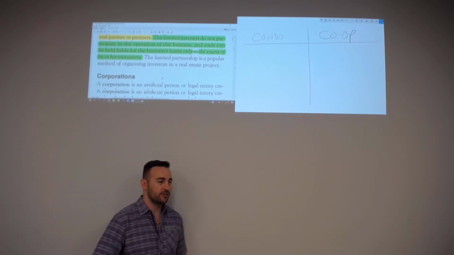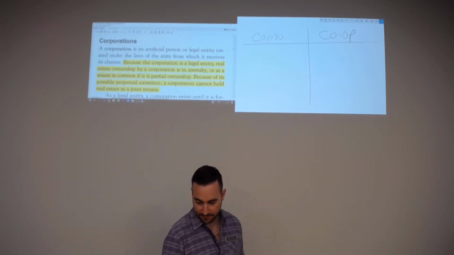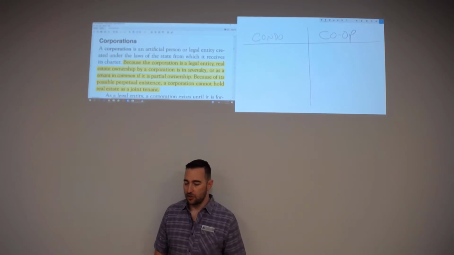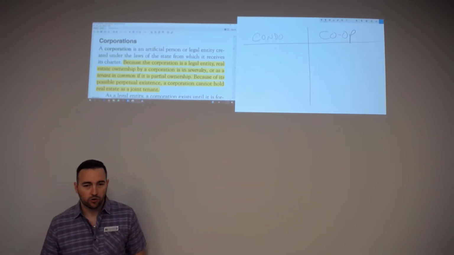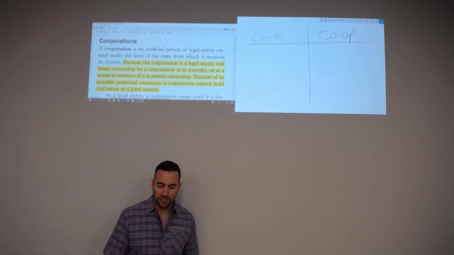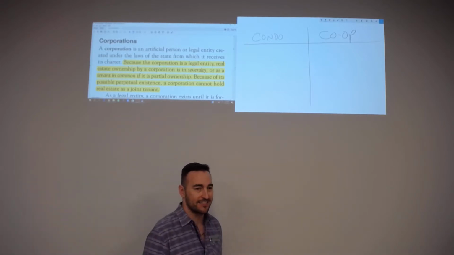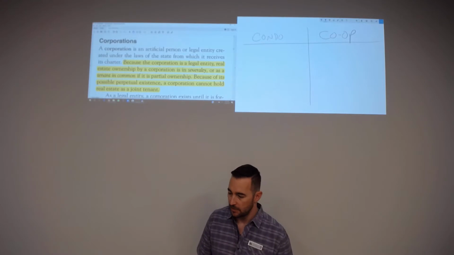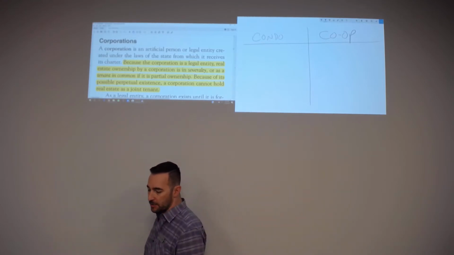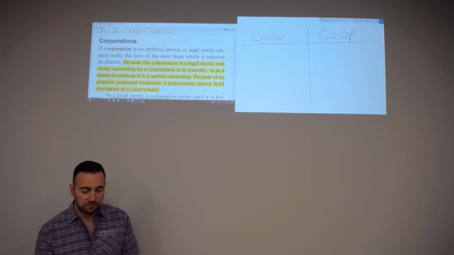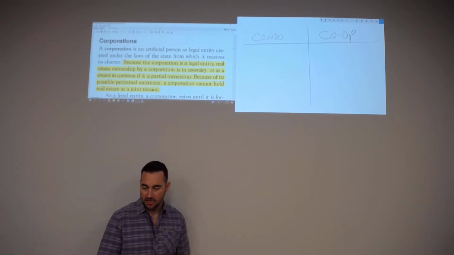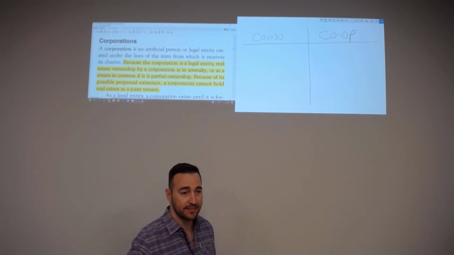Corporations. A corporation is an artificial person or legal entity created under the laws of the state from which it receives its charter. Because a corporation is a legal entity, real estate ownership by a corporation is in severalty, or as tenants in common if it is a partial ownership. Because of its possible perpetual existence, a corporation cannot hold real estate as joint tenant.